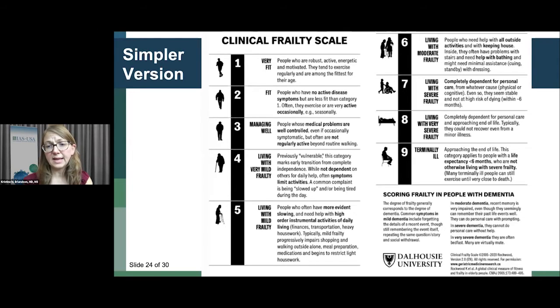So you essentially find the category that seems to fit best with how an individual is performing. It does overlap a little bit with some concepts of disability, a bit more than other frailty measures. But if you take, for example, someone who's managing well, they would get a 3 on the frailty scale. Their medical problems are well controlled. They're often not regularly active, but they're not necessarily frail. And oftentimes these 1, 2, and 3 are considered the more robust or pre-frail. And then when we get into the higher numbers, that gets a little bit more into the frailty.